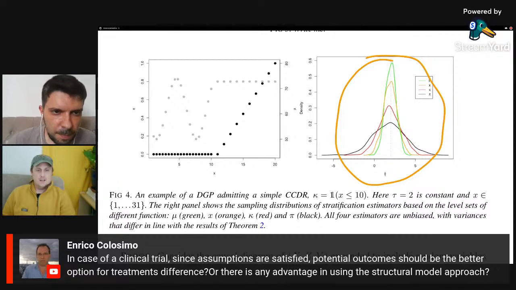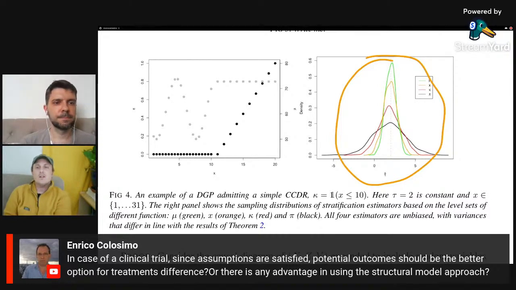Enrico. Yeah. In the case of a clinical trial where you have been randomized, you technically don't have to control for anything. And in that sense, the three frameworks, it doesn't really matter. They all say the same thing, but they basically say you can just take the treated average minus the untreated average, and you're fine. And that's true.